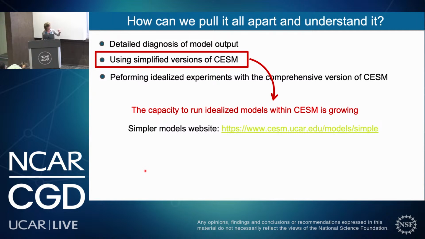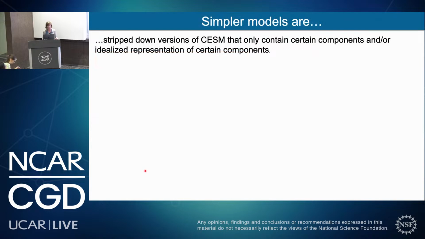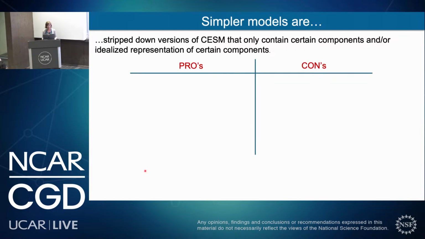So if you're interested, you can Google CESM simpler models, or this is the website here where you can find out about what we currently have available. So simpler models are really stripped down versions of CESM, in that they'll only contain certain components, or they'll contain idealized representations of certain components. And so I'll just go through some of the pros and cons of these idealized models.